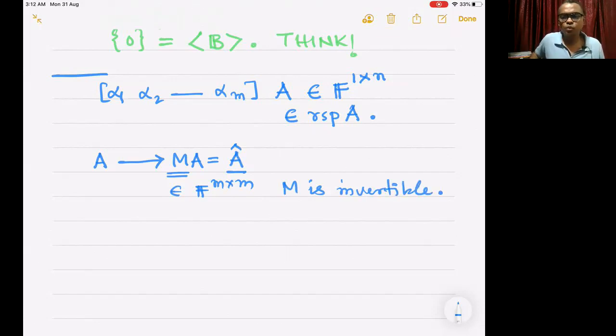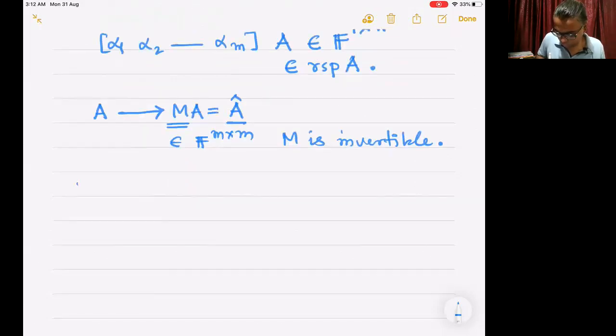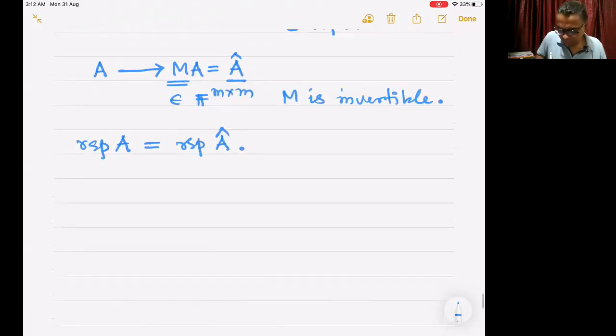Now, in this scenario, I make the following claim, and you verify whether this is true or not. Row span of A must then be equal to row span of A hat. Think about this. This has to be true. Why? Once again, I have to prove equality of two sets, so I better do it by showing that one set is contained in the other. First, let us check whether row span of A is contained in the row span of A hat or not.